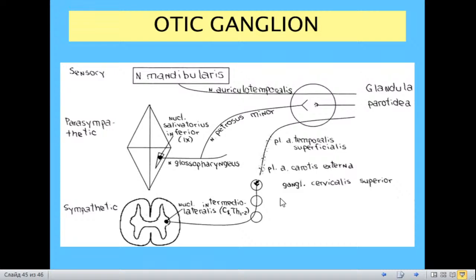And postganglionic sympathetic fibers traditionally arise from ganglion cervicale superius, form plexus around external carotid artery, and after that around artery supplying to parotid gland. It is arteria temporalis superficialis, which is one of the terminal branches of external carotid artery. And postganglionic fibers from otic ganglion supply to parotid gland.